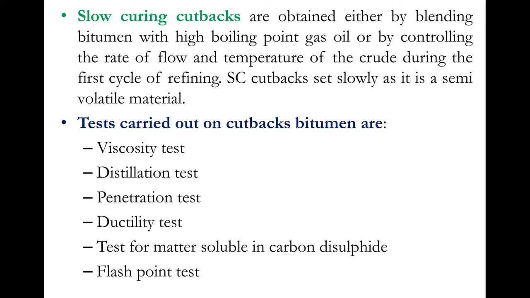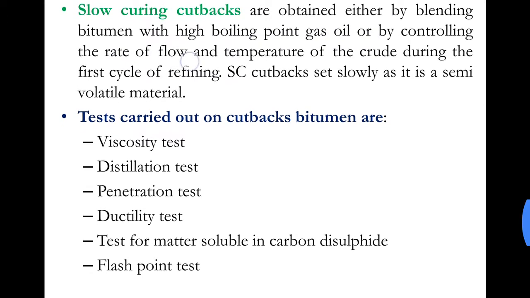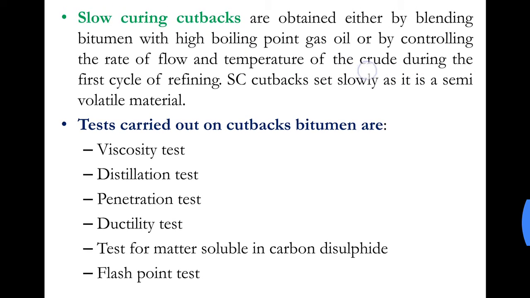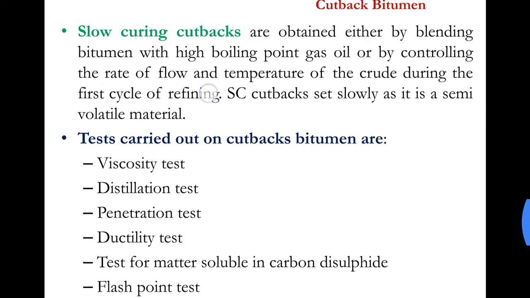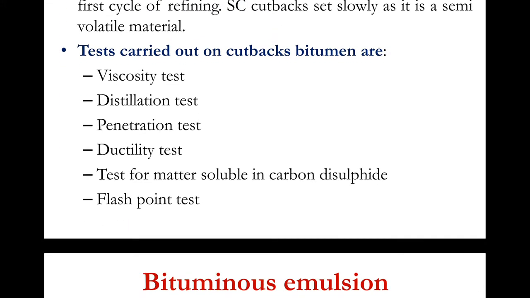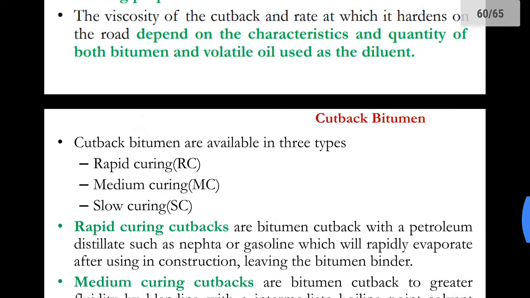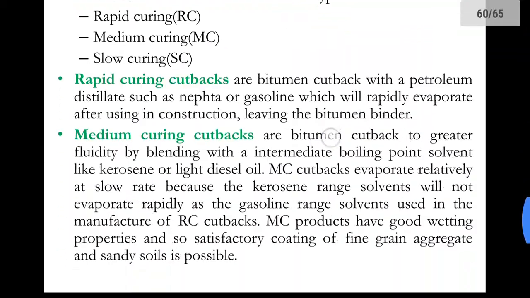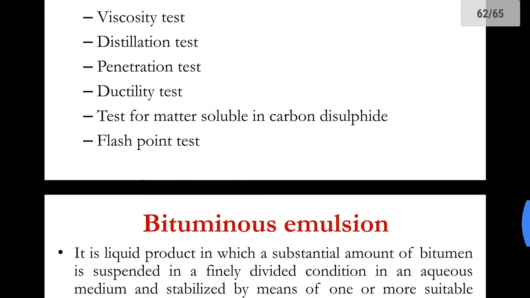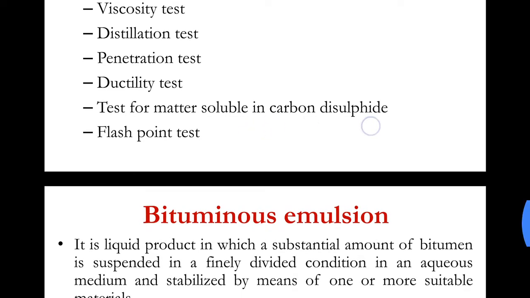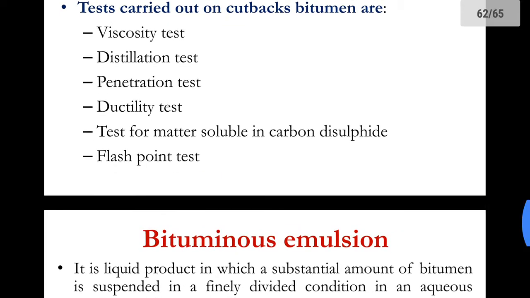Okay, so here we can either mix high boiling point gas oil or we can control the rate of flow and temperature of the crude petroleum during the distillation process or the refining process. Now the tests which are carried out on cutback bitumen are similar as already discussed for bitumen, which are viscosity test, distillation test, penetration test, ductility test, test for matters soluble in carbon disulfide, that is nothing but solubility test, and flashpoint test.